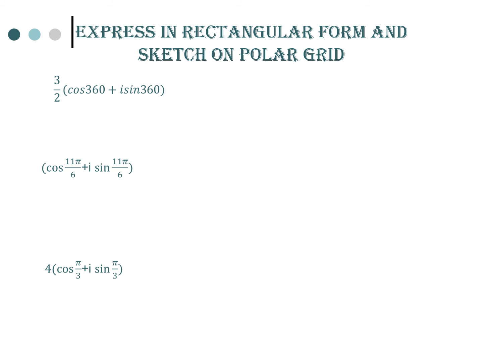Have a look at this question. In this question, it's written 3 over 2 cosine 360 plus iota sine 360. It's already given in degree mode. Whenever it is 360, of course, it is in degrees. So you want to sketch this on the polar grid. What is your r? Your r is 3 over 2. It means 1.5 circle. So how can you show the 1.5 circle?